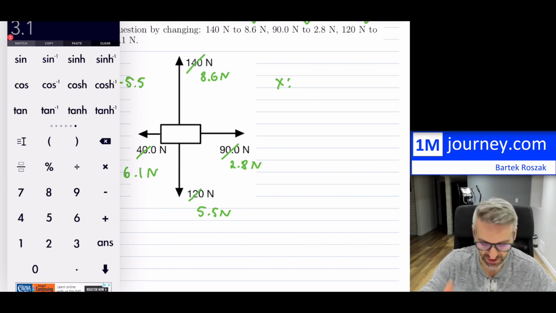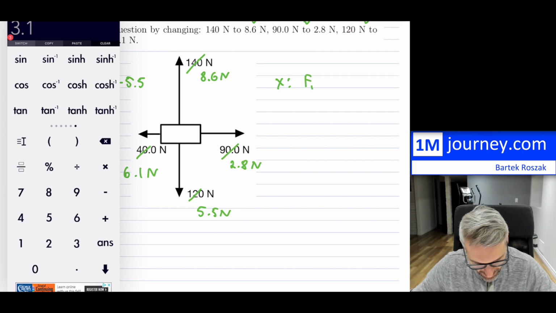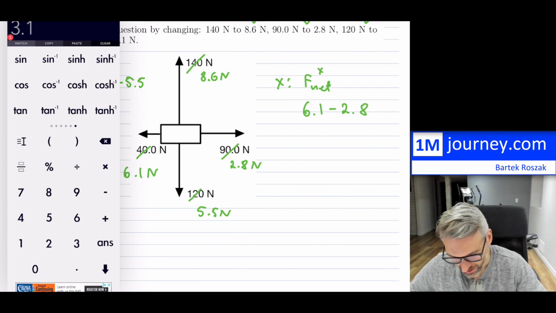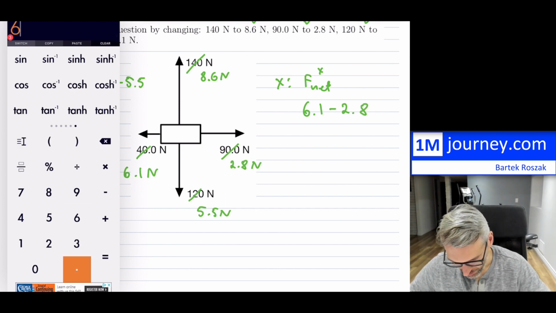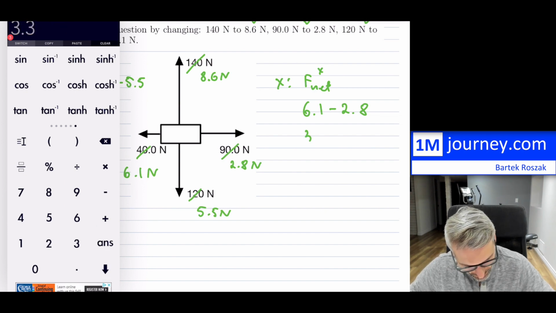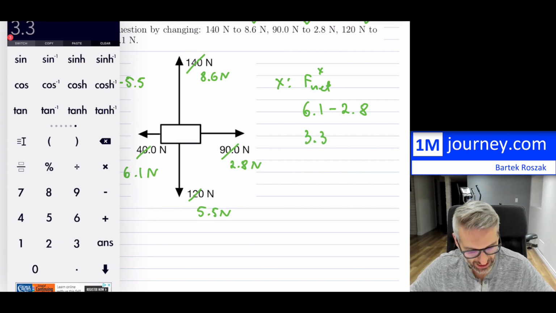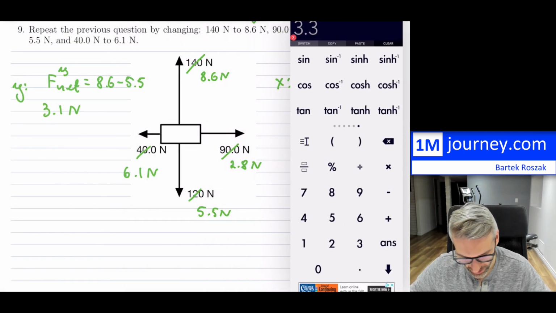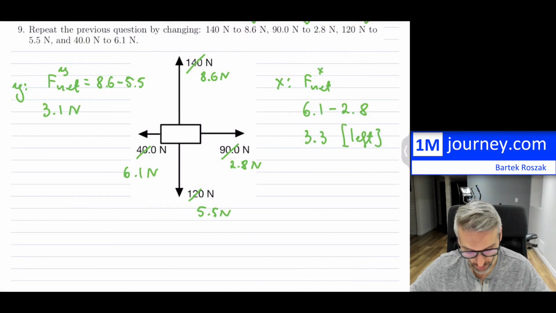Notice x is actually 6.1, so that one is bigger. So that's Fnet to the x. This one is going to be 6.1 minus 2.8, which is 3.3. Now notice that this is to the left, right? So that's going to be to the left or at 180 degrees. Just keep that in mind. And then the other one is actually upwards.